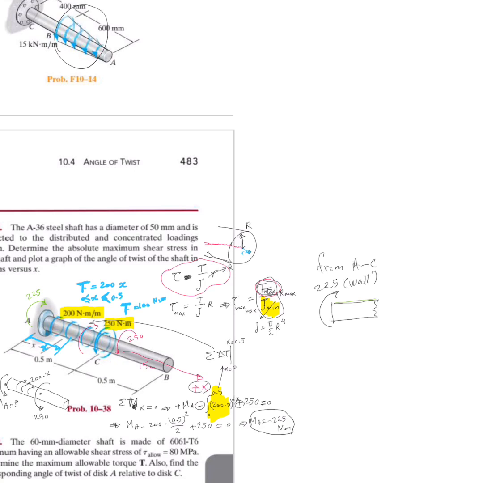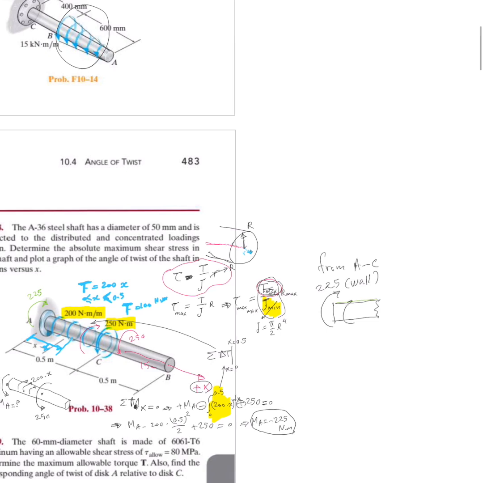at x0, and it's negative, and then I'm going to also have a distributed one which is equal to 200x, and this is my x that I cut. And here at this location, I'm going to put m of x this way, the internal torque. That's what I need in order to substitute into my tau max is equal to T over J times r. So let's do summation of moment about x0, the equilibrium equation.